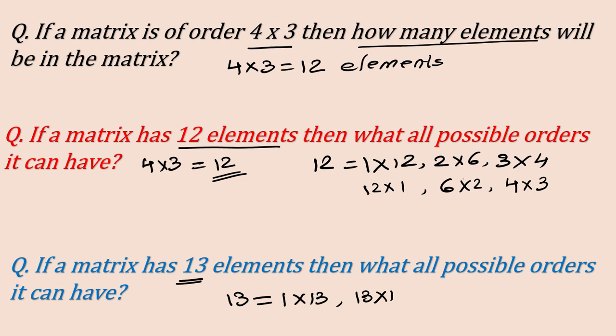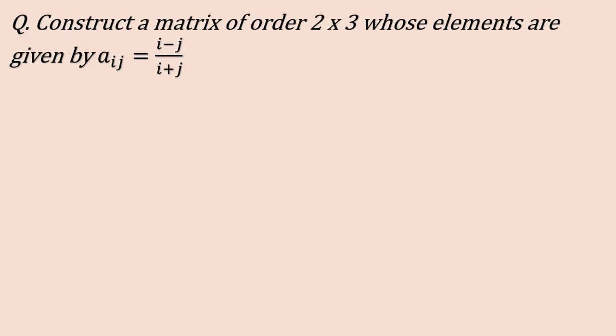Okay. Now, let's talk about another question which is very important for the exams. The question can be: construct a matrix of order 2 by 3 whose elements are given by this formula. Construct a matrix of order 2 by 3. So how many rows will be there? 2 rows and 3 columns. First we'll consider the matrix here.